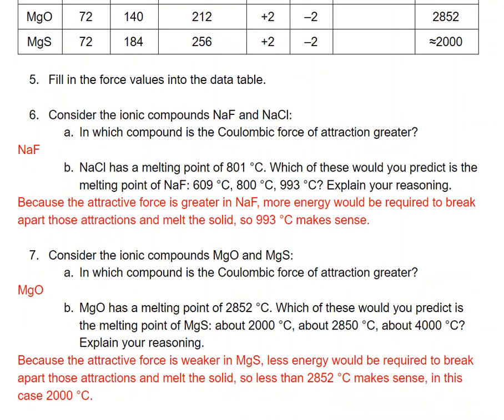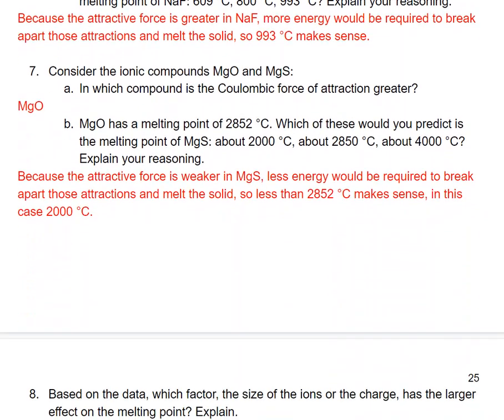Now looking at magnesium oxide and magnesium sulfide. The one with the stronger attractive force is MgO, because it has the highest melting point. So which of these would we predict for MgS? We're going to predict that it's going to be less energy because the attractive force is weaker in MgS. I need less energy to break apart those attractions and melt the solid. So something less than 2800 degrees Celsius would make sense. In this case, 2000.